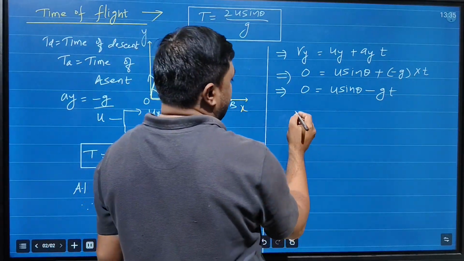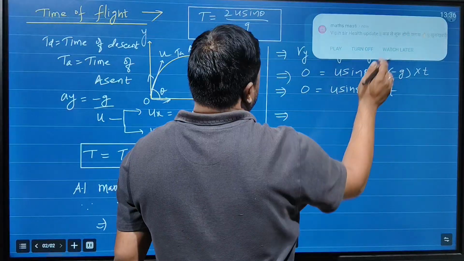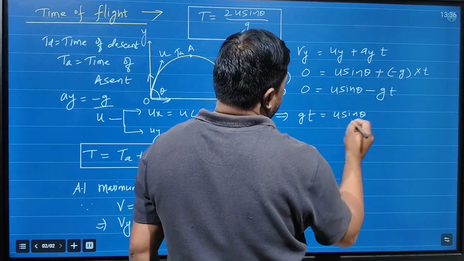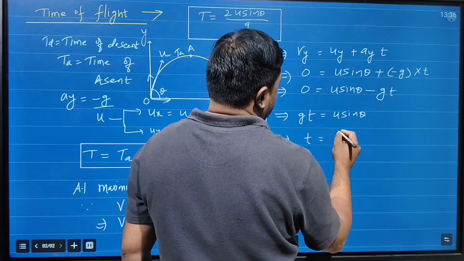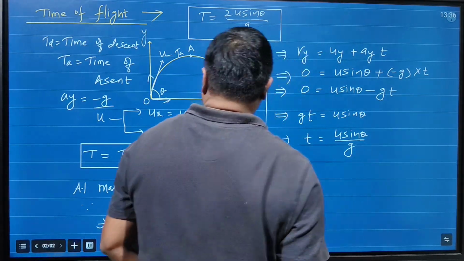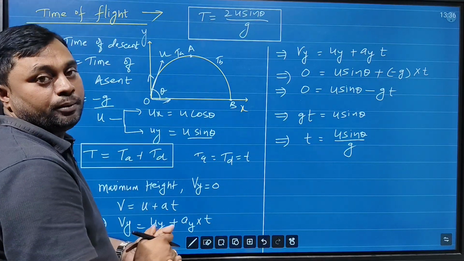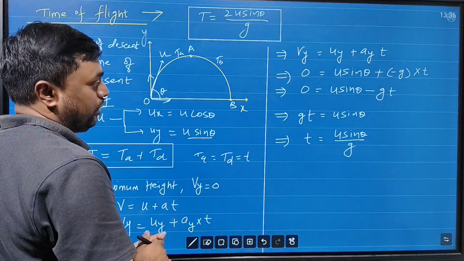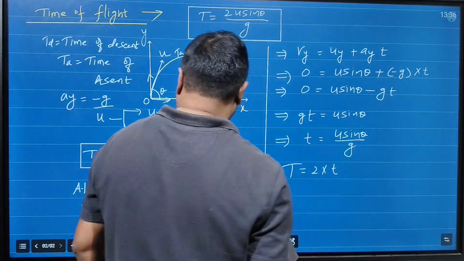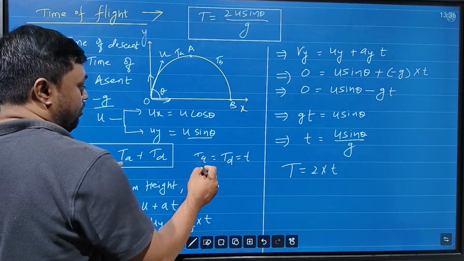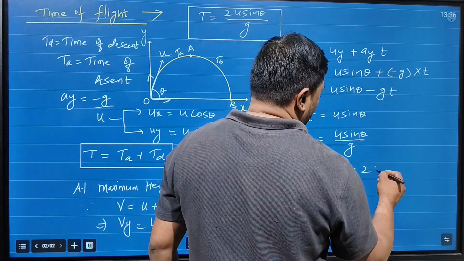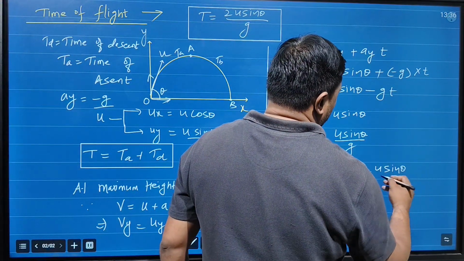Move it to the left hand side. So we can write gt is equal to u sin theta. Am I clear? From here, we can write t is equal to u sin theta upon g. This is the time of ascent, from origin to the maximum point. Yes or no? What is time of flight? It is nothing but 2 times the time of ascent. As you see, time of ascent and time of descent are both the same. So we can write it is 2u sin theta upon g.